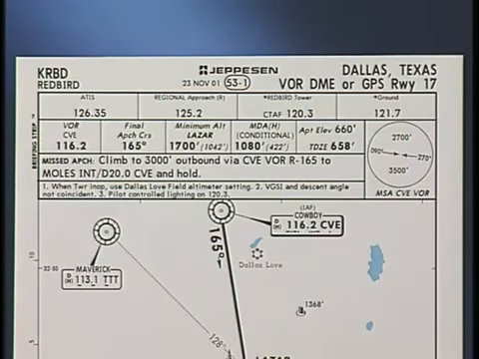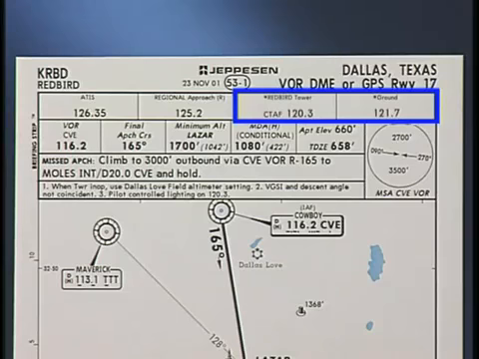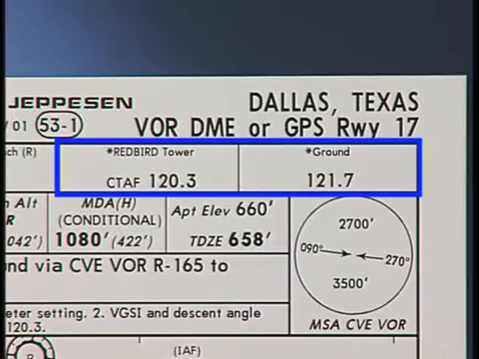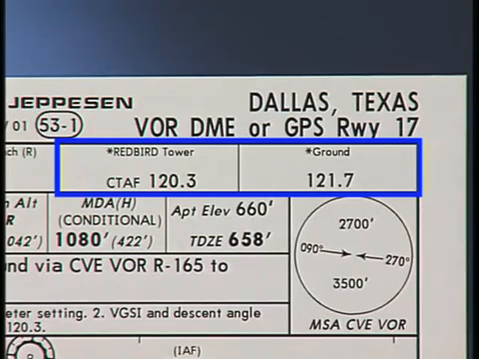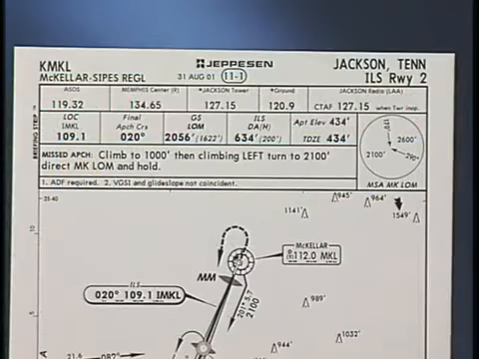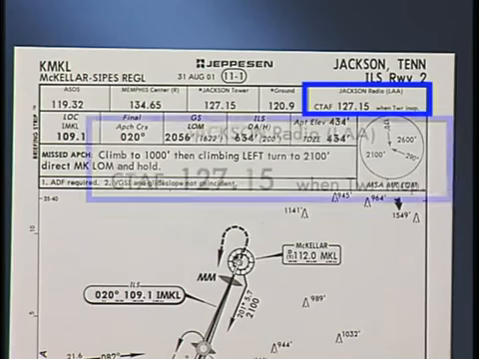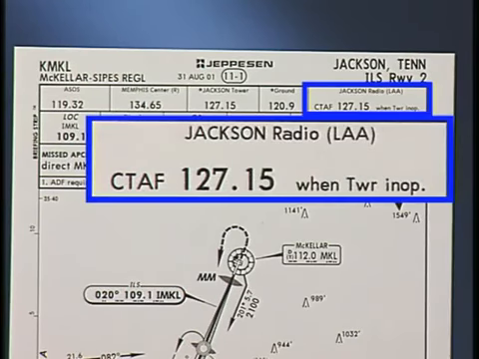Also be aware of any notes or symbols in the communications row. For example, the Redbird Tower and ground frequencies do not operate continuously, as noted by the asterisk. In addition, when the tower is not in operation, you are advised to use the Common Traffic Advisory Frequency, or CTAF. In this case, the CTAF frequency is the same as the tower frequency. In select locations where a Flight Service Station, or FSS, is located on the field and can provide local airport advisories, this information is noted on the chart as it is here in Jackson, Tennessee.